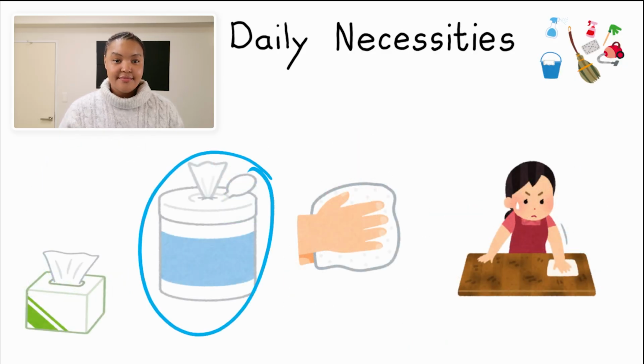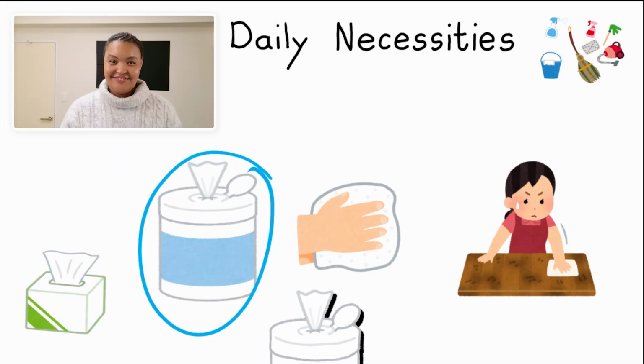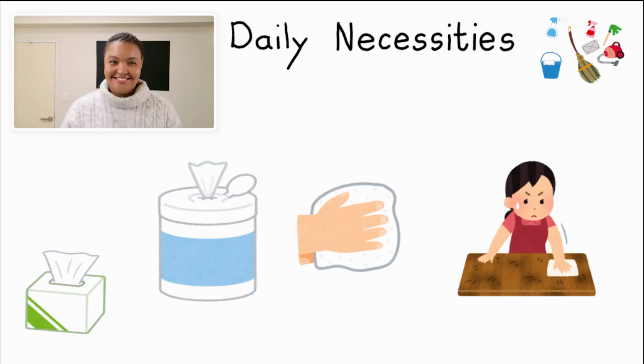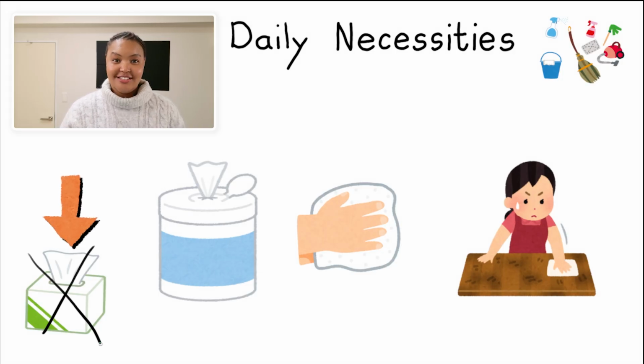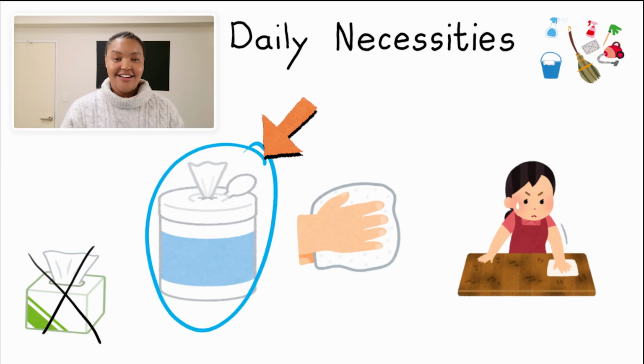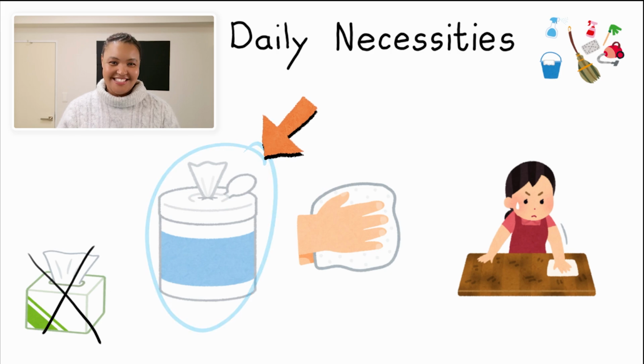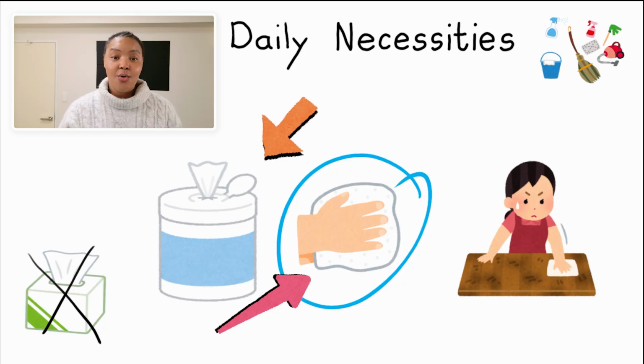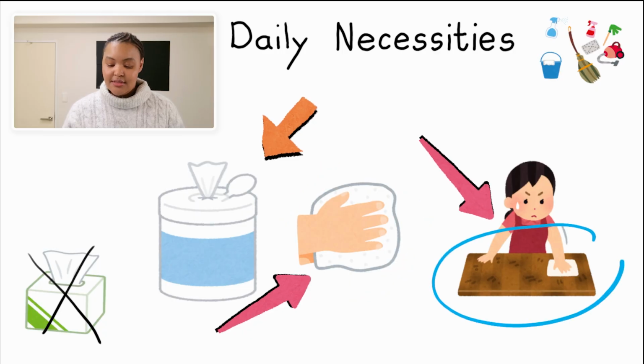This is a wet tissue. Wet wipes. This is not wet tissue. It's regular tissue. These are wet. Wet tissues, wet wipes. We can wipe our hands with wet wipes. We can also wipe the table with wet wipes.